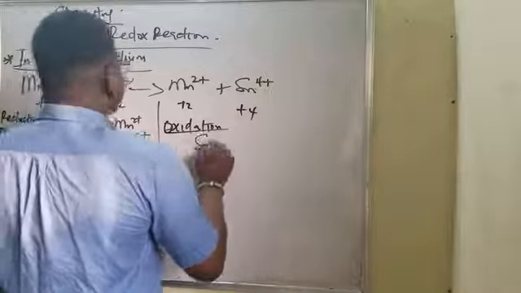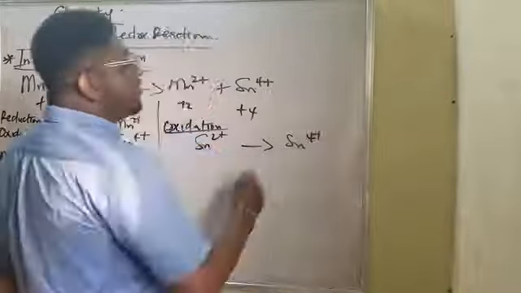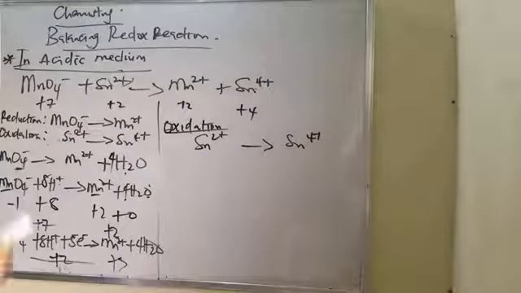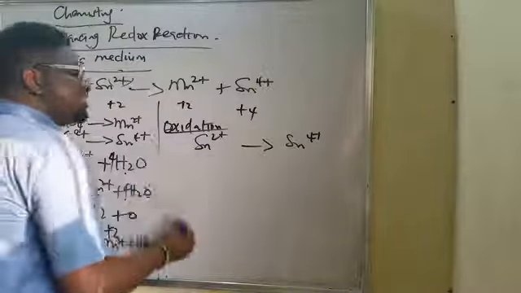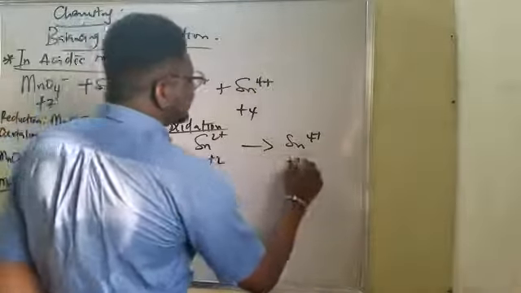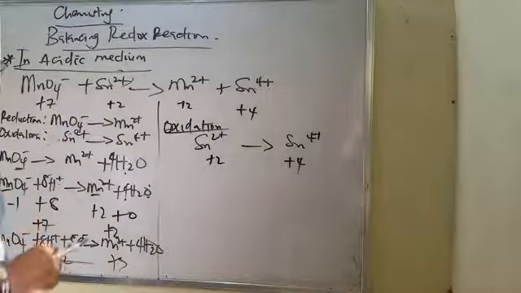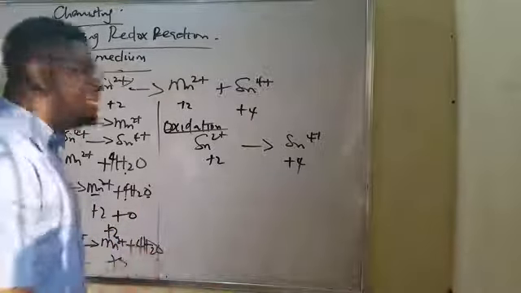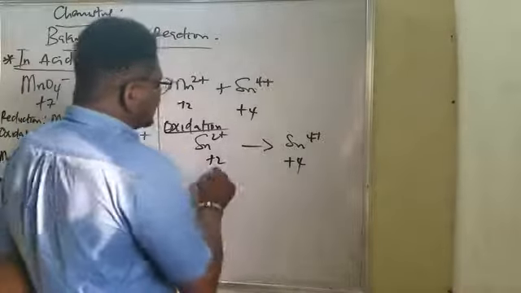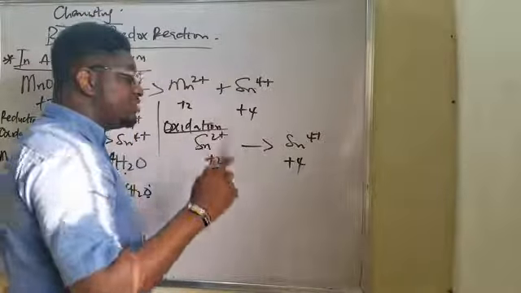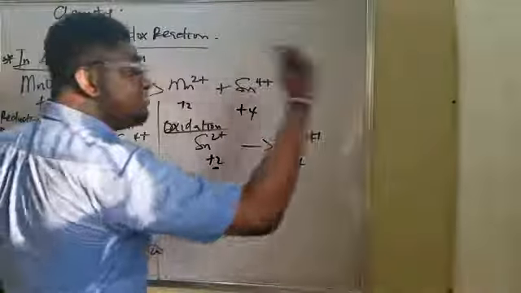I have Sn2+ to Sn4+. I don't have oxygen, so I'm missing that step. I don't have hydrogen to balance, so I'm missing that step. But I have to balance the charges because this is +2 and this is +4. Now, for your oxidation half equation, you balance the charges by adding electrons to the right hand side, the appropriate number of electrons. This is higher than this by 2 charges, that means 2 electrons. So I'm adding 2 electrons on the right hand side.